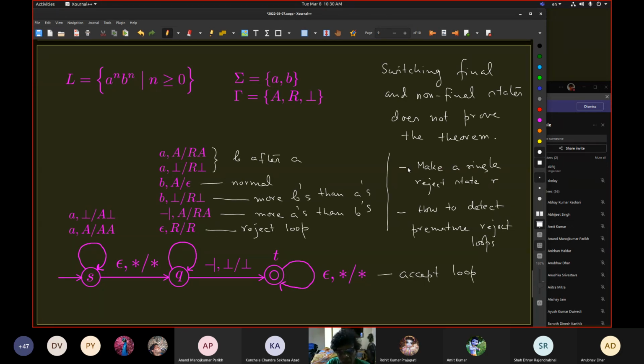So I would suggest that if you are interested, you can look at our textbook where these two steps are clearly, I would say, explained. You can also look at previous year's video where you can find a proof. Okay, but what I will do, I will just make this construction for this machine.